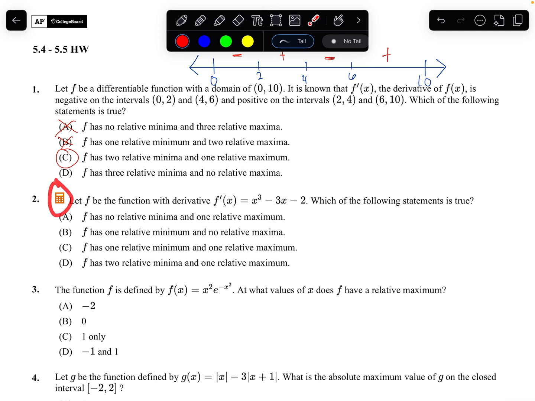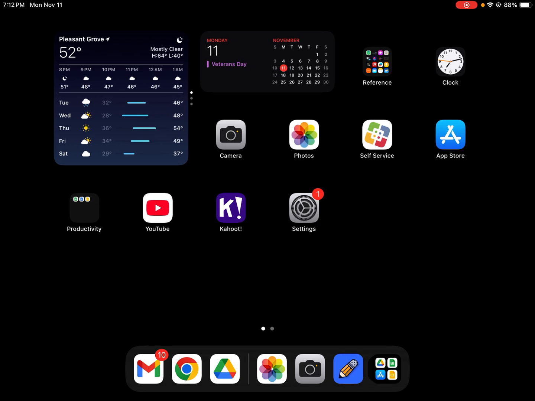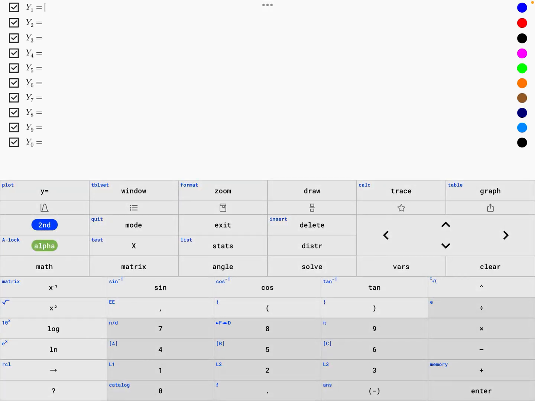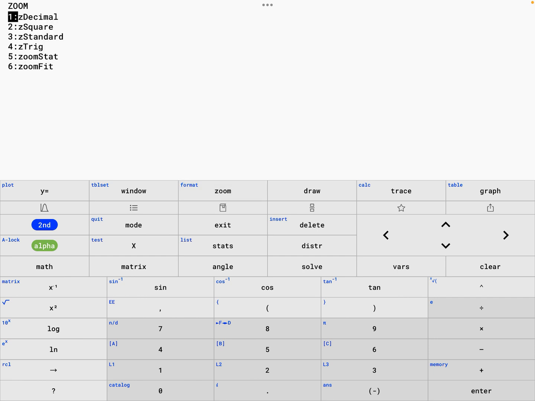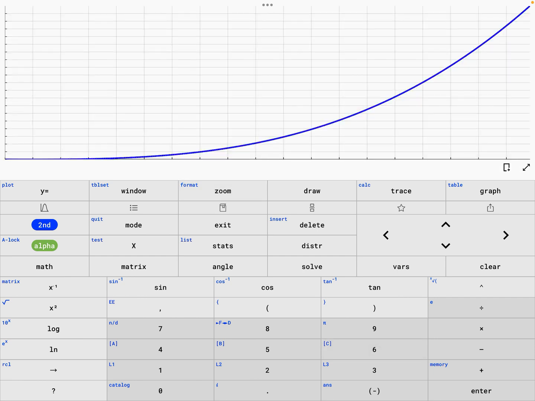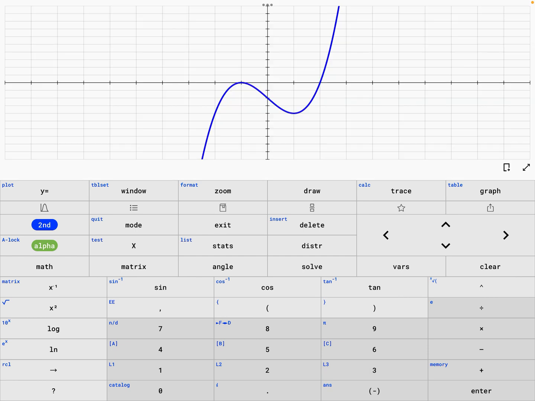For 2, this is calculator required. Let f be a function with the derivative given here. Which of the following statements is true? So let's go ahead and look at the derivative of this. We can go ahead and graph this. So we've got x raised to the third, and then minus 3x, and then minus 2. And for the window, let's just do a standard. That's not standard. Go to window 3.